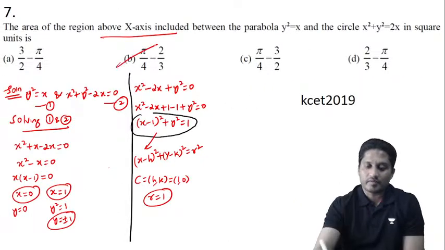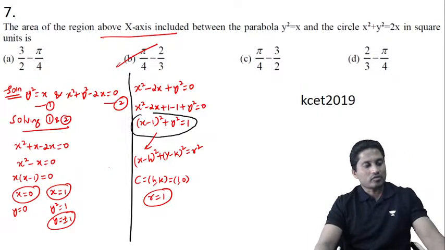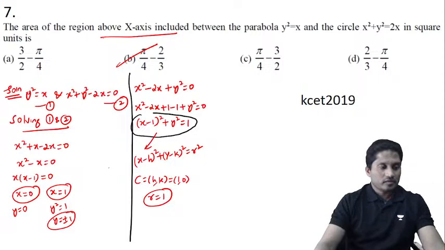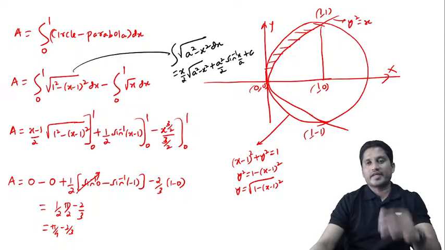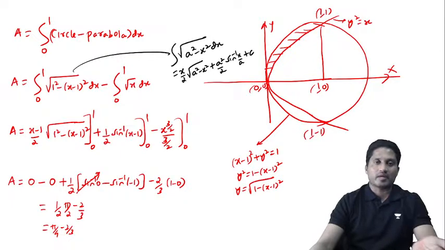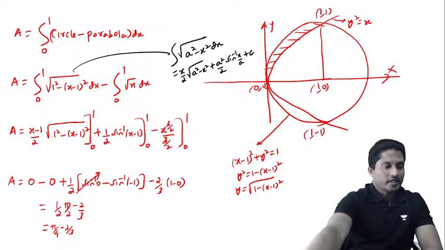Okay, pi by 4 minus 2 by 3. Question number 7. Answer is option B. This was asked in 2019 paper, guys. Quite challenging. It was asked in 2019 paper. There's no shortcut that can be applied. You have to find the area above x-axis bounded between the parabola and the circle. Right, let's move to the next question.